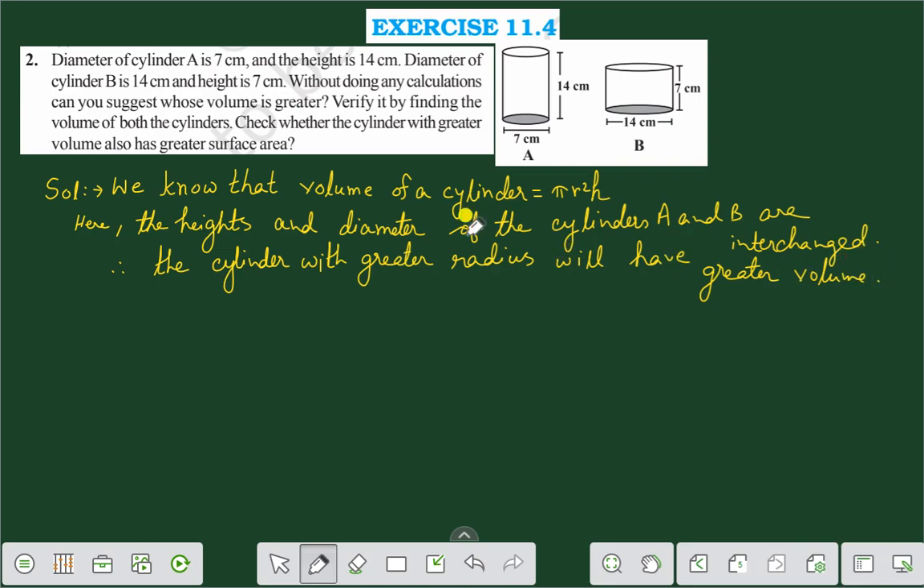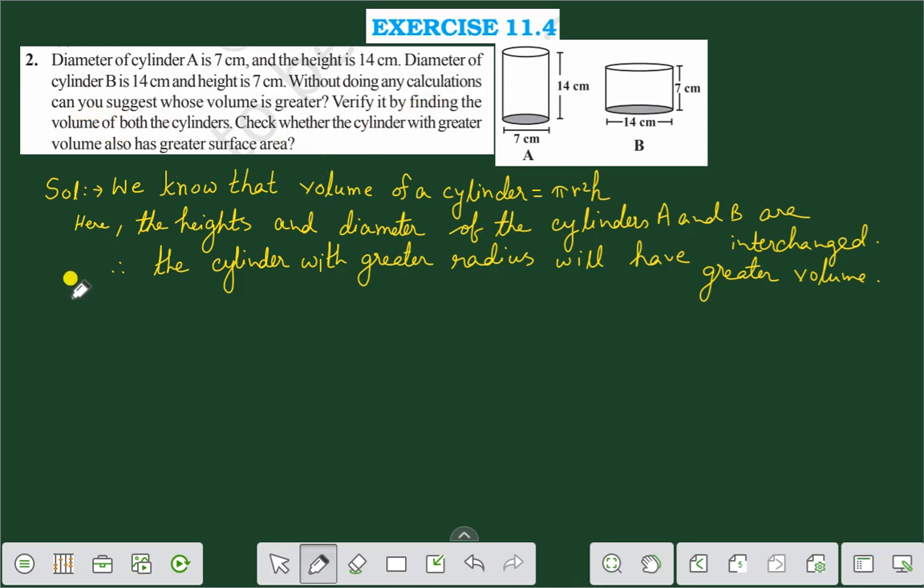Why? Because here you see the volume of the cylinder is pi r square h. The r is greater, it will be squared, r square. Therefore, the cylinder with greater radius will have greater volume. Right? The next question, verify it by finding volume of both the cylinders.